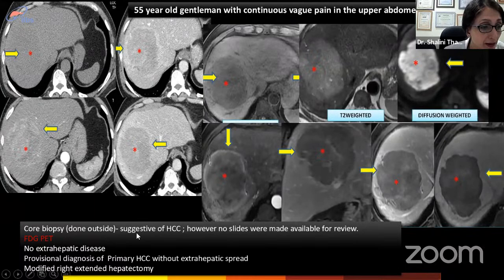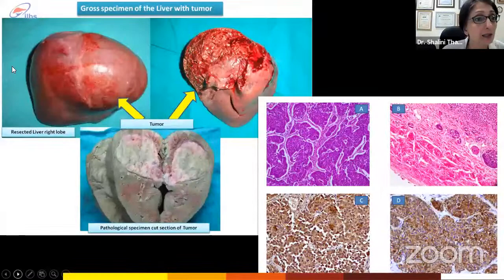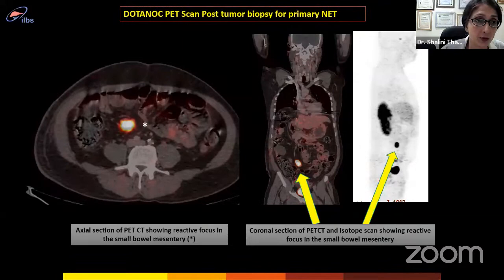This is a very teaching case. This patient underwent a resection. This is a tumor resected from the liver. And here are the slides. The pathological specimen showed that there were some neuroendocrine components to this. After that, we asked him for a DOTANOC PET scan. And here is the main carcinoid or the main tumor. And these were the metastases, which means that large metastasis was a tumor in the liver. And this is a residual left liver seen on the DOTANOC PET scan.